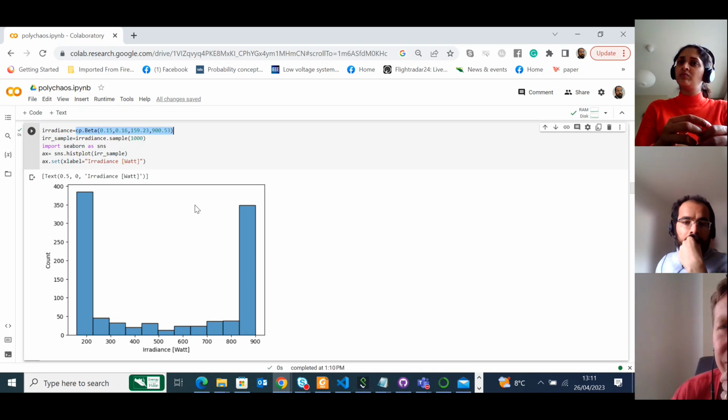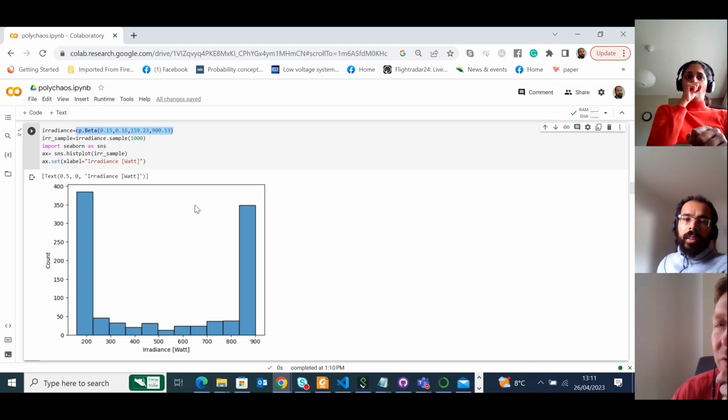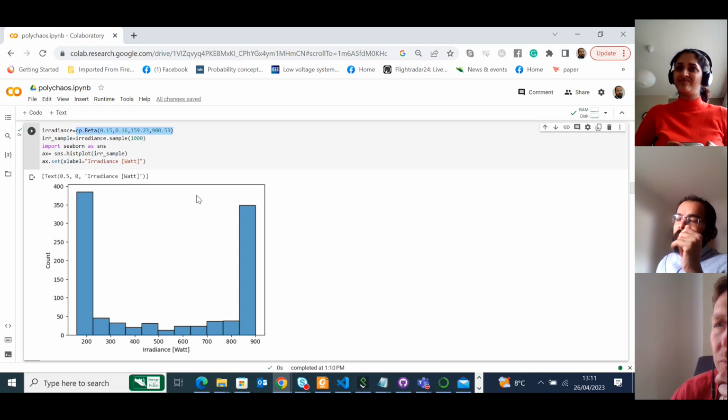So one quick question. The polynomial chaos is a post-processing thing, is this correct? We'll come to that. We are coming to the polynomial chaos next. This one is about input, so we are talking about input now. We haven't been to the polynomial chaos yet.